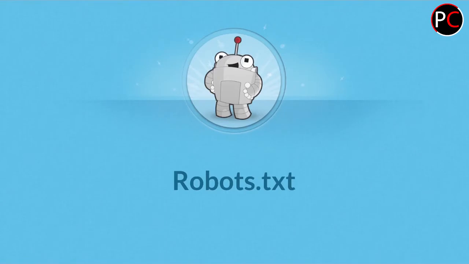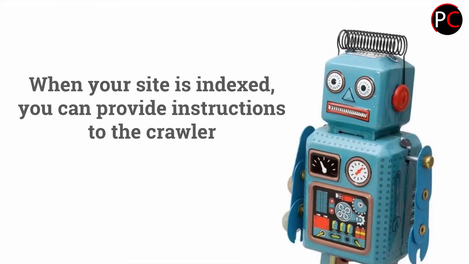It's important to understand robots.txt when trying to diagnose any crawl issues and also when using it to control how crawlers see your sites. So let's ask this question. When a site is indexed by a search engine, is there any way that we can provide instructions for what pages to crawl and what not to crawl?